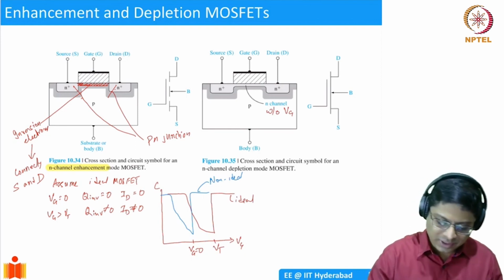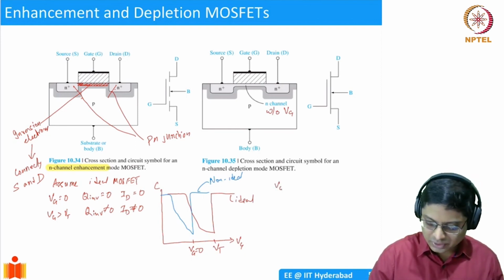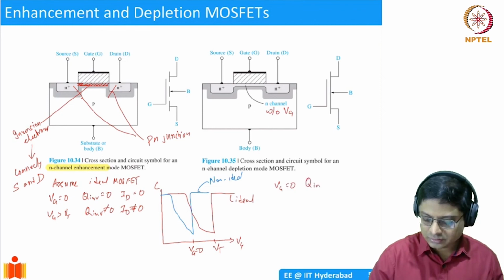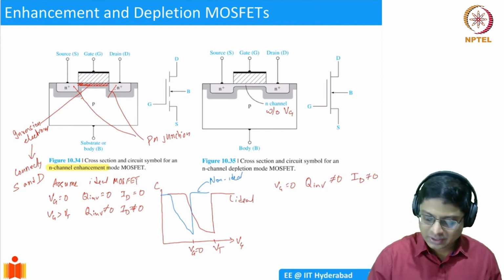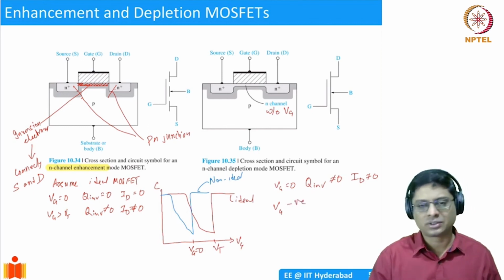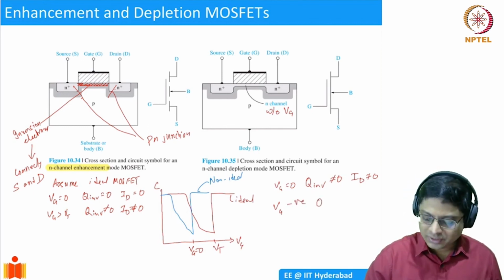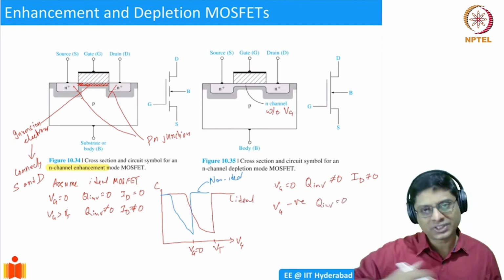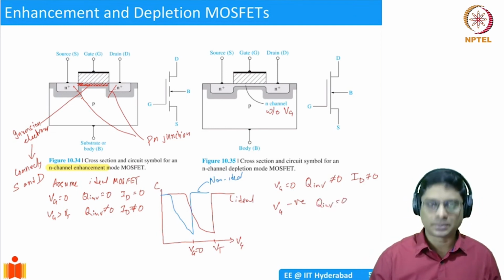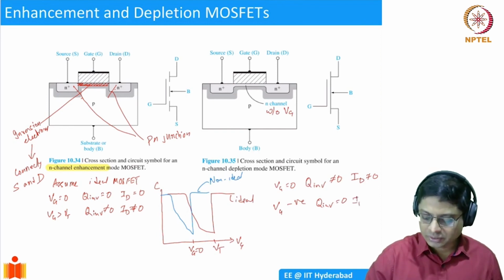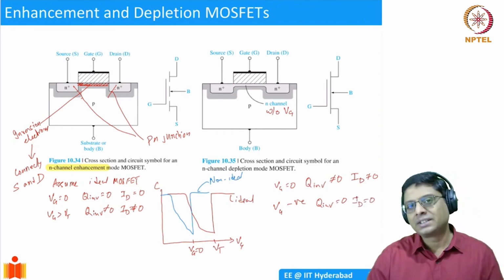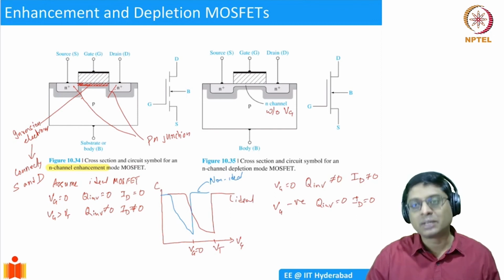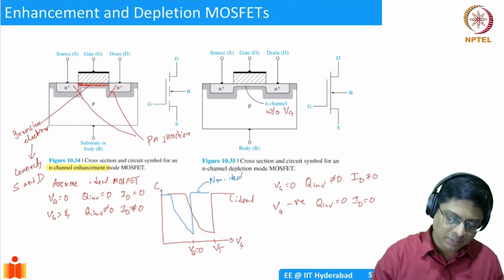So in this case, if Vg equals 0, Q inversion is not equal to 0. So ID is not equal to 0. It is conducting when there's no voltage. But when Vg is sufficiently negative, then Q inversion is equal to 0, because it pushes away the electrons, and this depletes the substrate. ID equals 0. So you have to push away the inversion charge and deplete it. So this is called a depletion mode MOSFET.